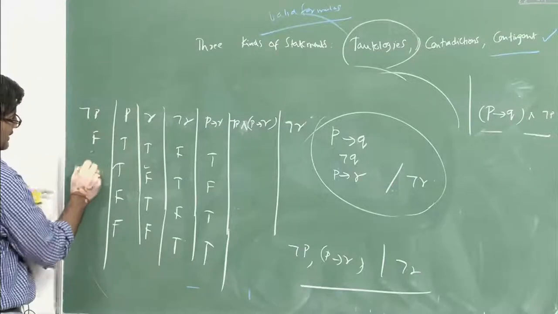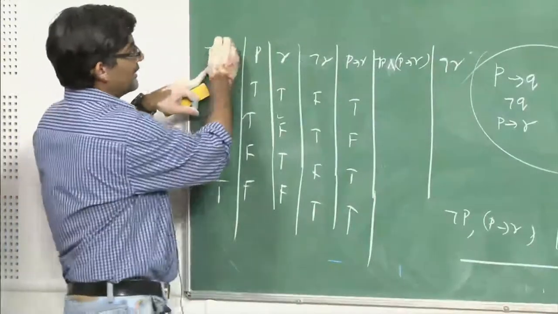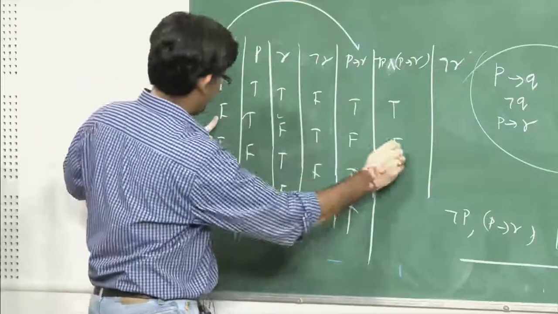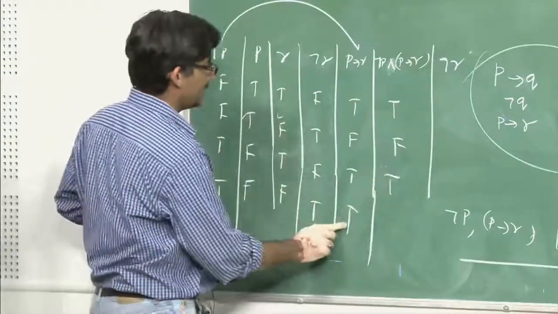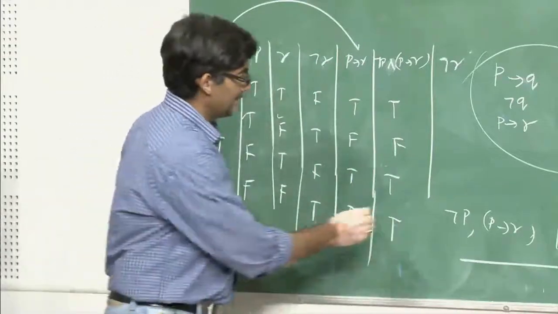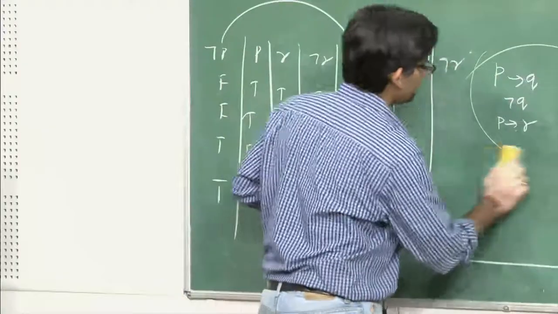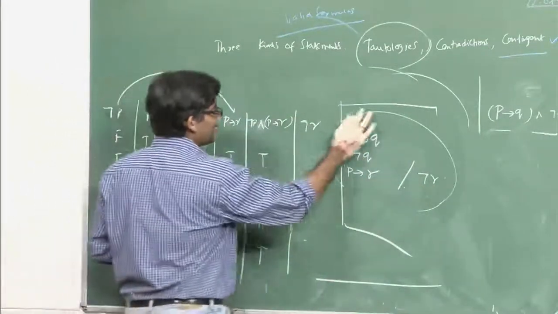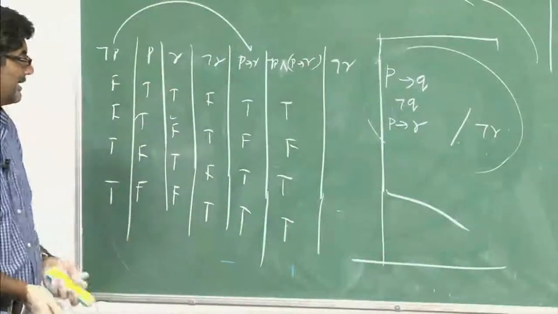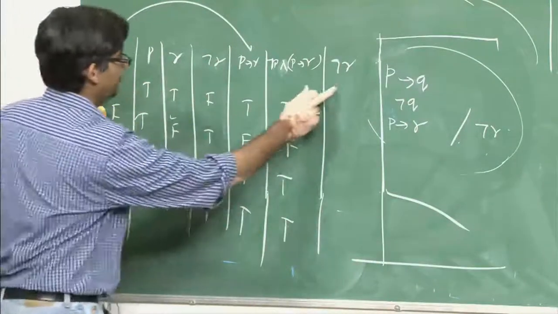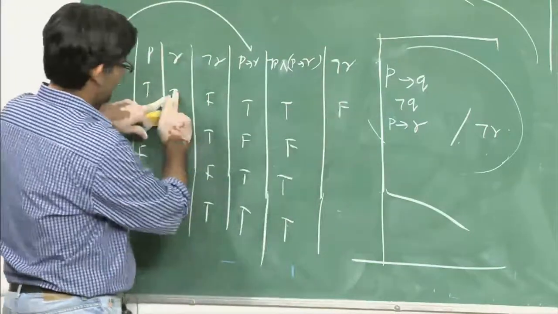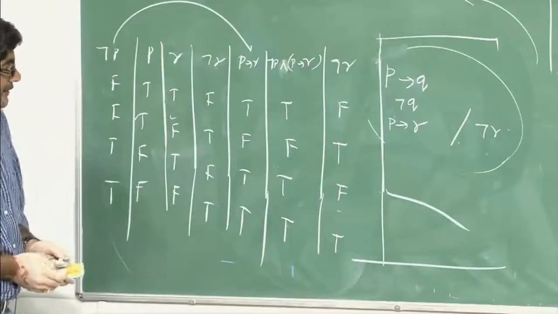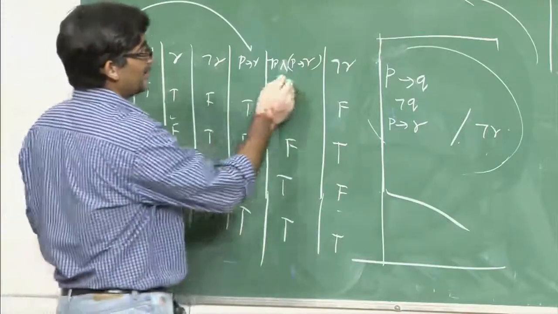Not P is F F T T. Not P implies P implies R. Now this is false, this is also false, and T and T is going to be true. Now we are trying to see whether not R follows from these things or not. We have reduced the formula into two variables, P and R. Not R is this one: whenever you have T, you have F here, and whenever you have F, it is T. Now what you need to do is observe these two rows.